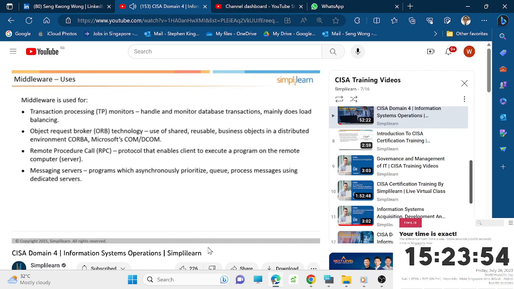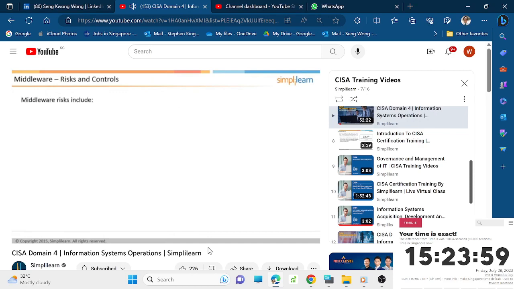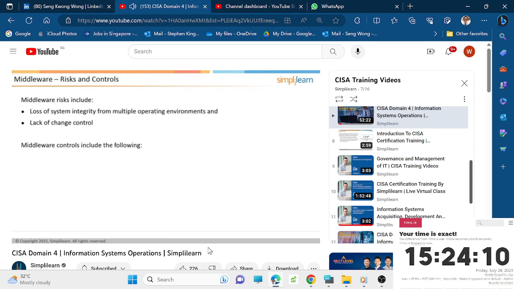Let us look at risks and controls of middleware in the following screen. The major risk of middleware is loss of system integrity from multiple operating environments and lack of change control. However, controls that can be used to manage this include testing systems adequately, and managing modifications and versions. In the next screen, we move on to computer hardware.